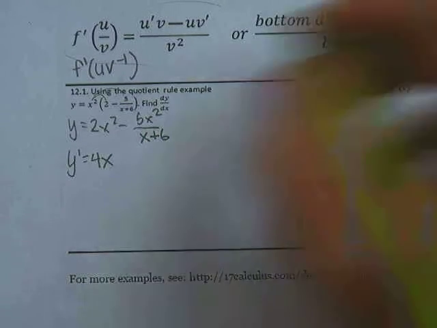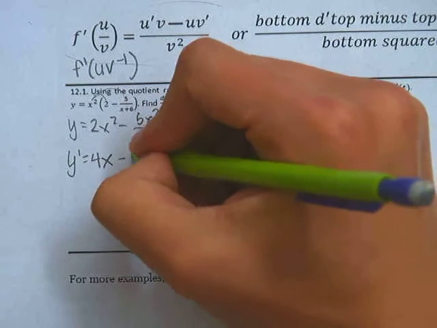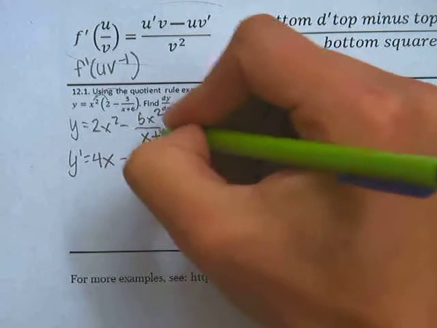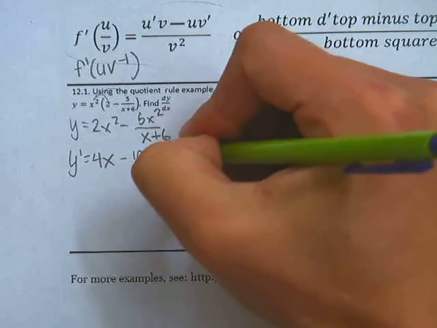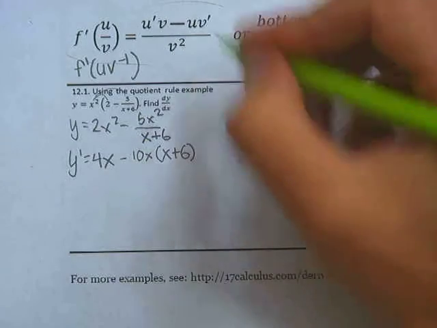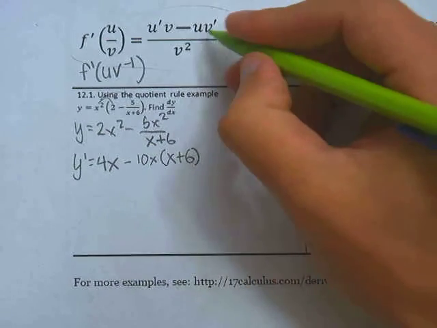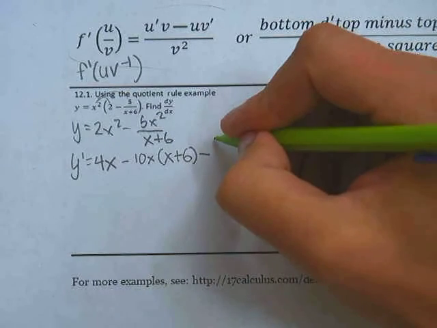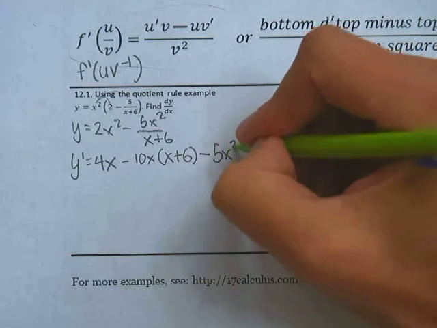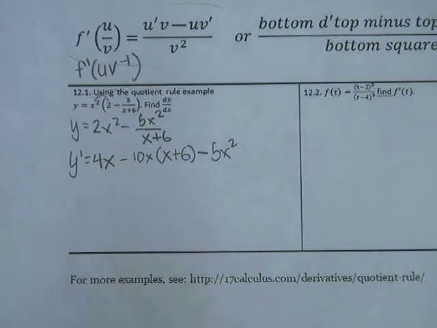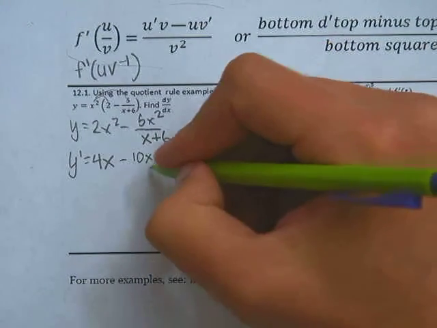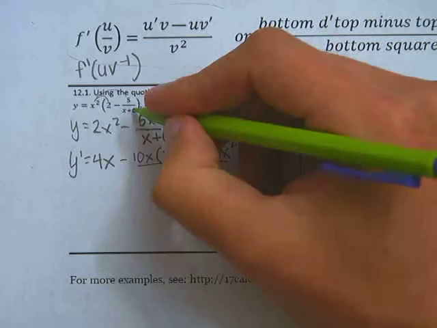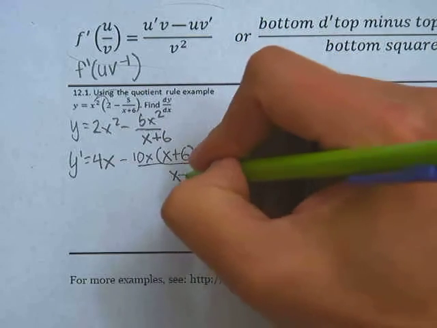Surprise. So we take the derivative of the top, multiply it by the bottom, and then, I'm just pulling things directly out of this equation, minus the top times the derivative of the bottom, which is 1. All right, and then our bottom squared, x plus 6 squared.